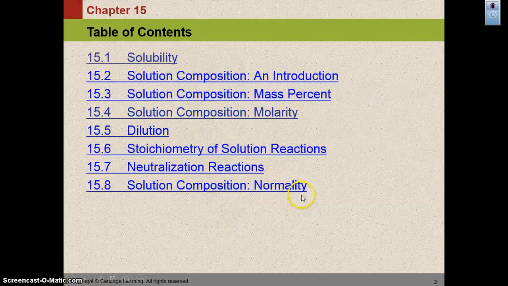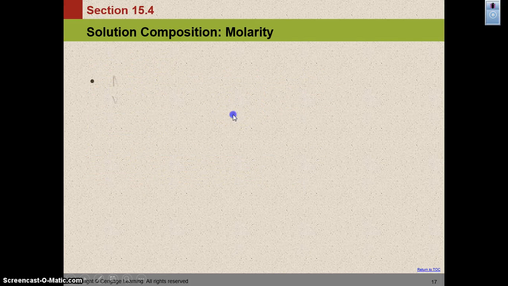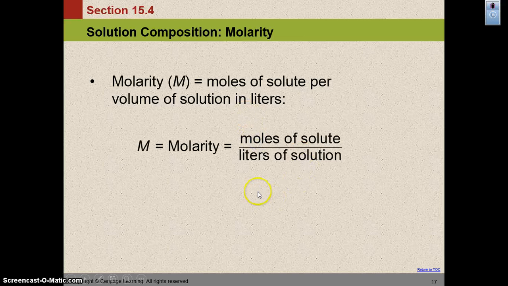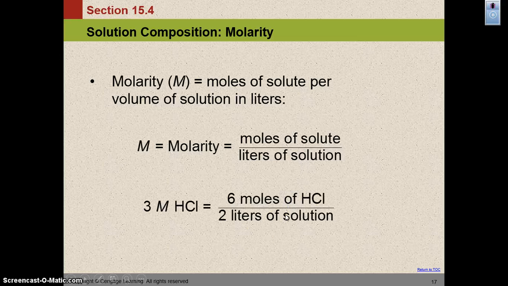Second lecture in chapter 15 is going to cover solution composition: molarity, and we're going to get into some more calculations with molarity. Molarity, and we're going to use a capital M, is going to denote the moles of solute per volume of solution in liters. So here's our formula. Molarity equals moles of solute over liters of solution.